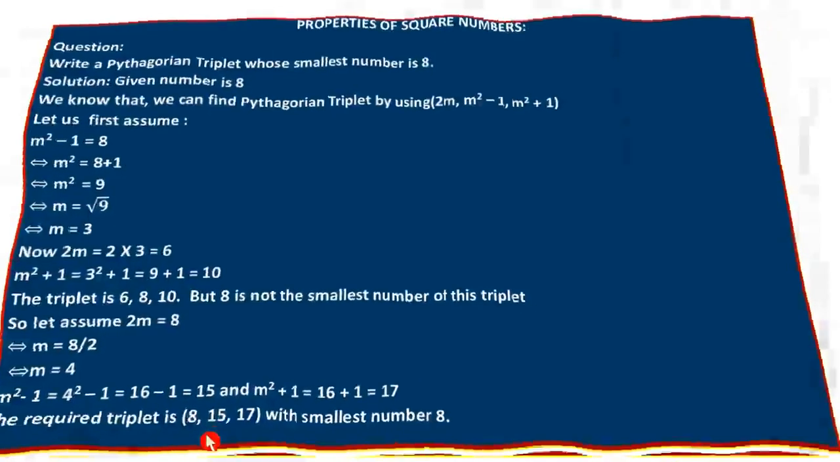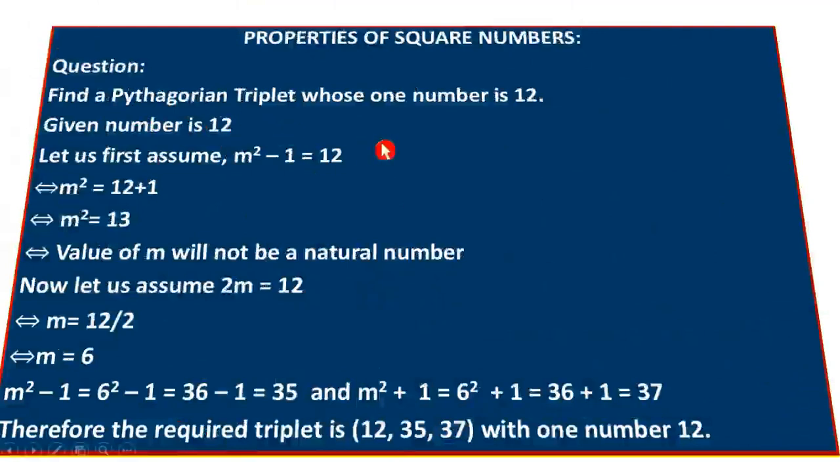Next, come to another example I have taken. Find a Pythagorean triplet whose one number is 12. It is not given that it is the smallest number. Any number will be, one number will be 12. So the given number equal to 12. Let us assume m square minus 1 equal to 12. Implies that m square equal to 12 plus 1, minus 1 coming this side means it will be plus 1. Then m square equal to 13. Then m equal to root over 13, which cannot be a natural number.